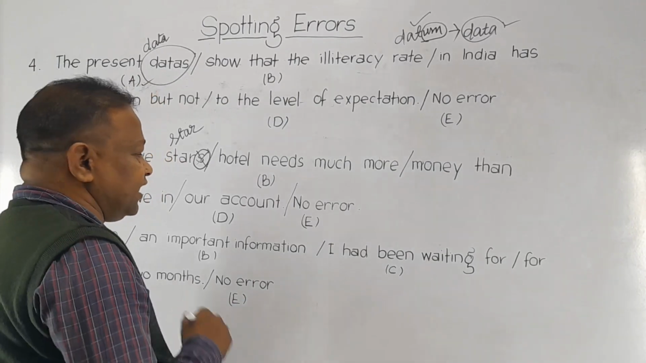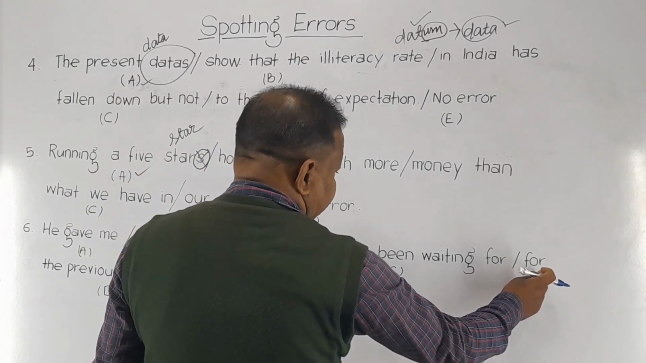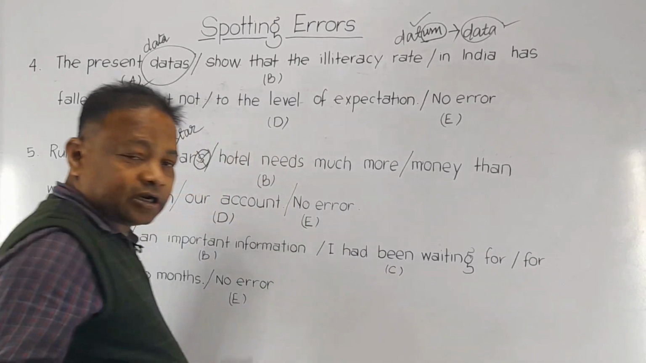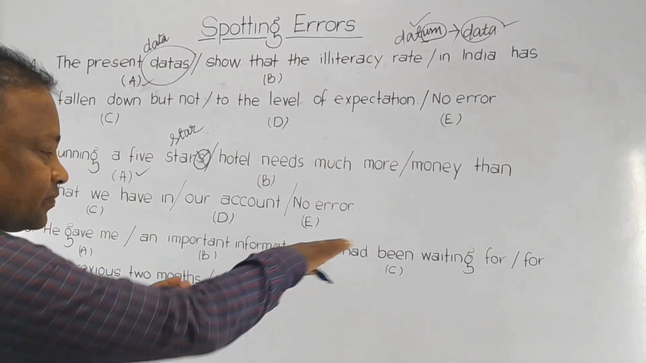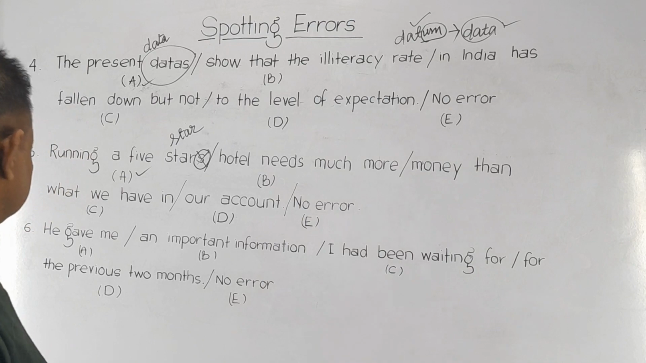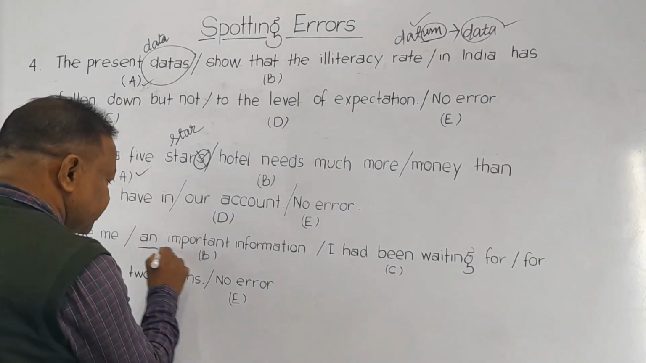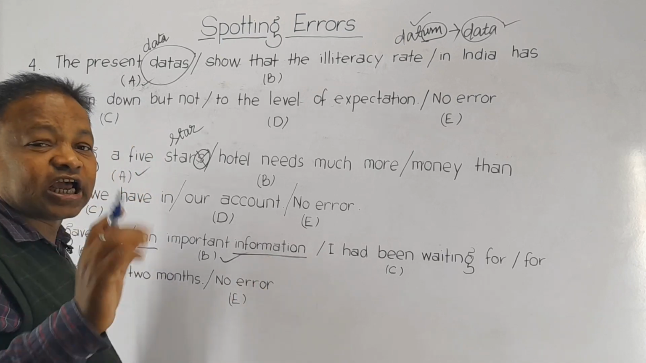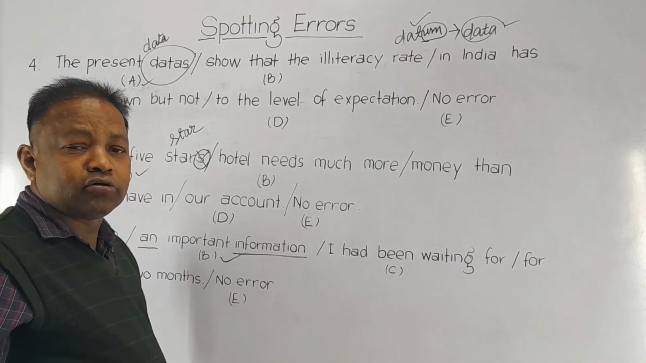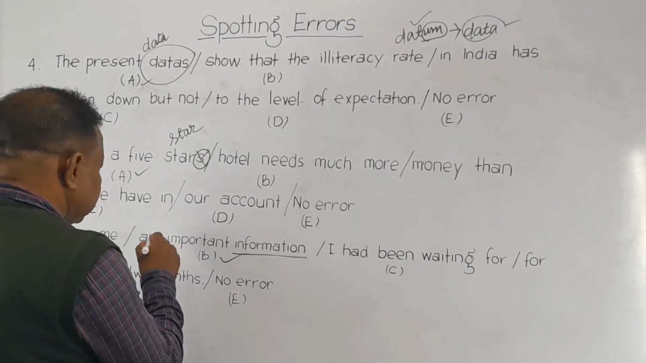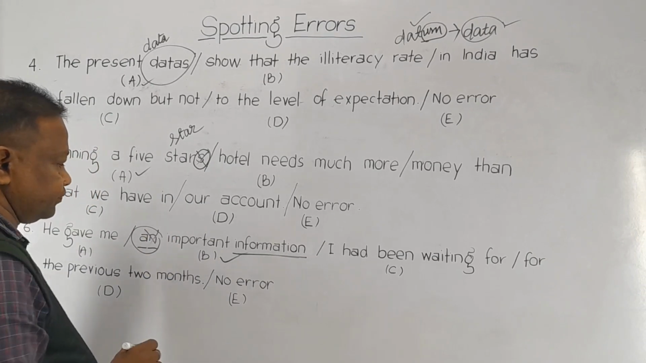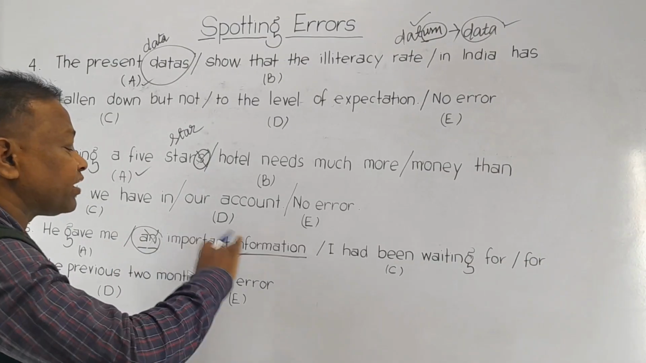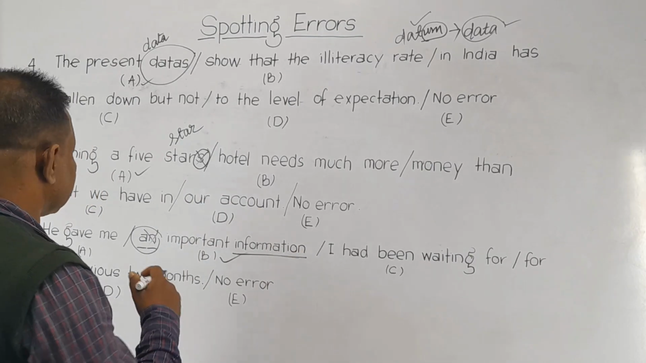Guys, I think you have thought this one, part B may be error. No, not part B, because here we find 2 parts. But the error is here in part B. Because information, this one is an uncountable noun. So before an uncountable noun, you cannot use any article. You may write, he gave me important information I had been waiting for the previous 2 months.